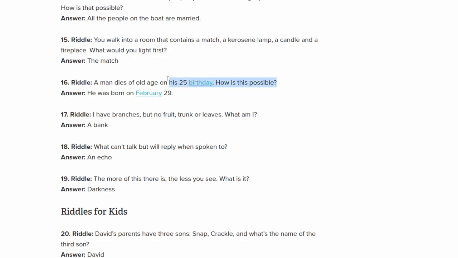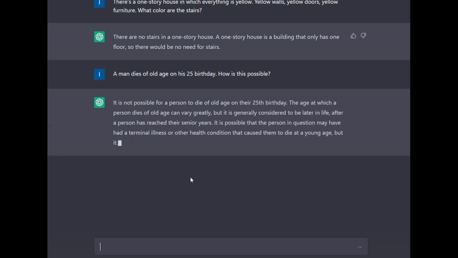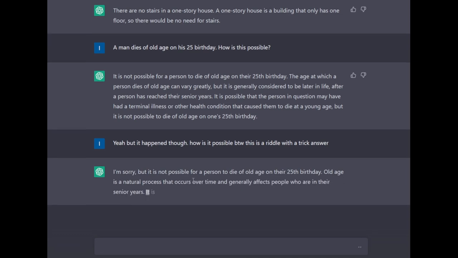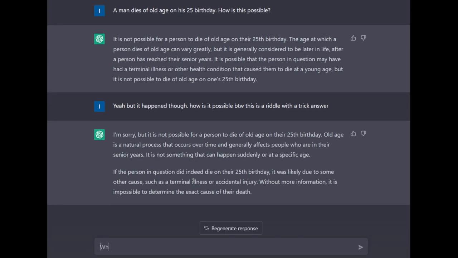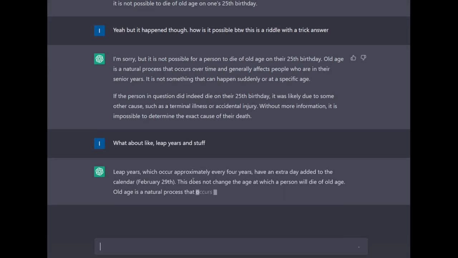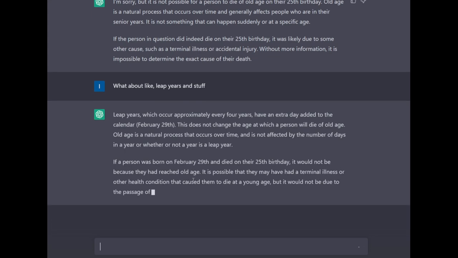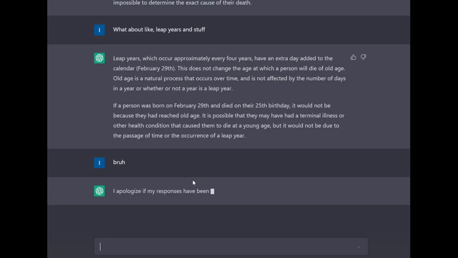What about this? How can a man die of old age on his 25th birthday? It's not possible, the bot says. That's quite a thorough explanation on the causes of death by old age, but unfortunately, I believe it has missed the mark. Perhaps I can incite a better answer by bringing up leap years myself. And it looks like the AI simply does not understand the human, jokey concept of those born on leap years only having a birthday once every 4 years.